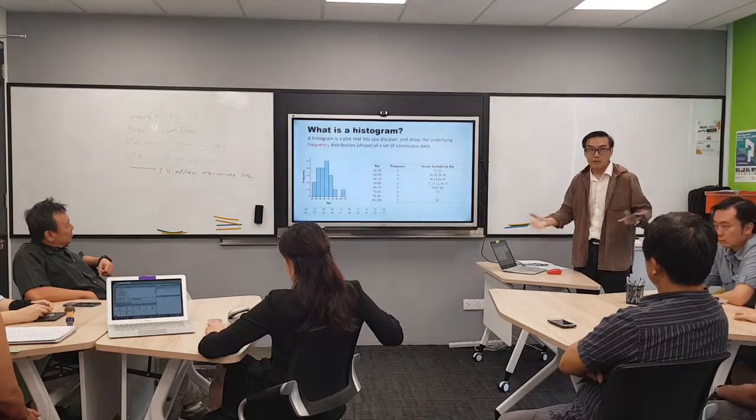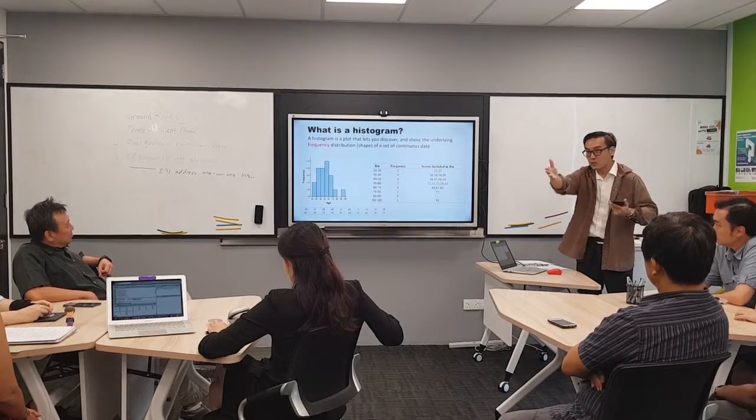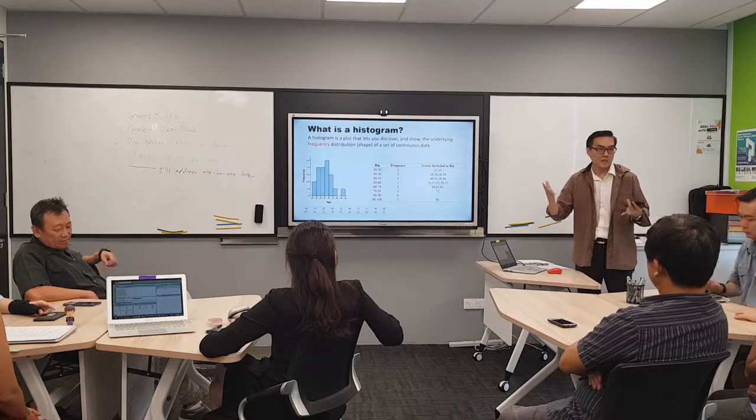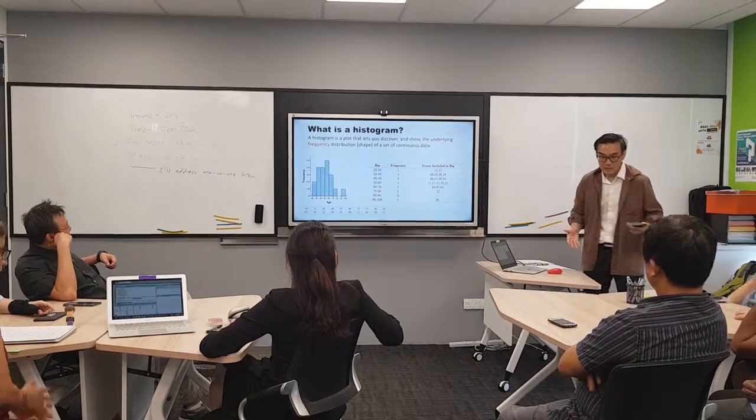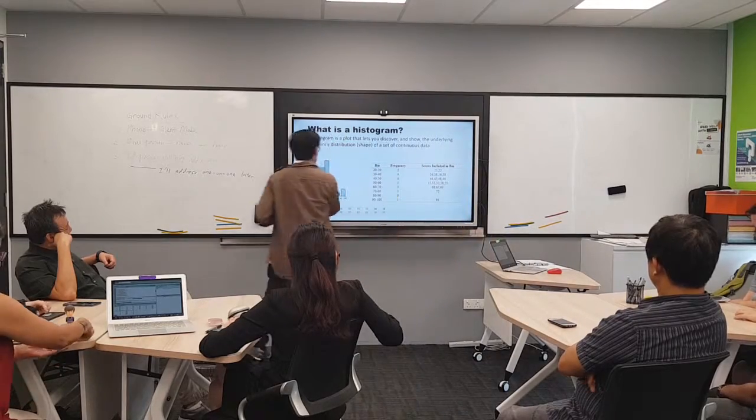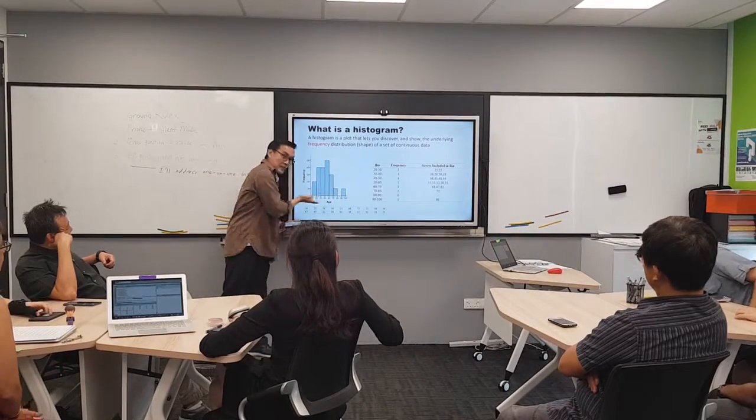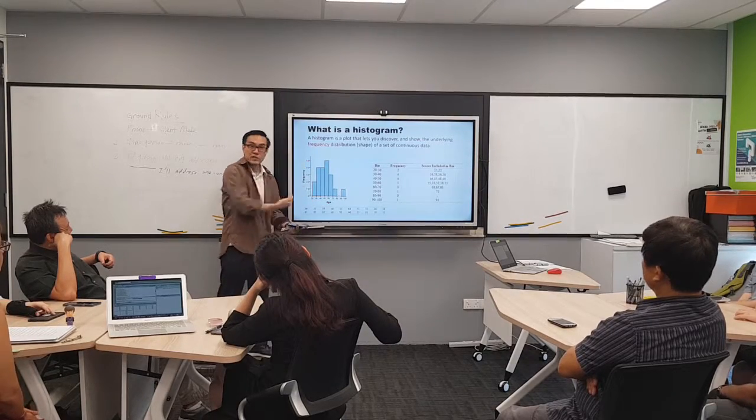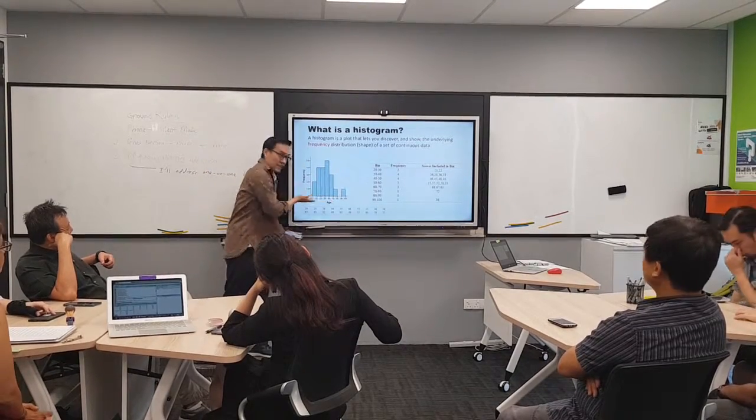Let's recap a bit about histogram basics, which is what Jocelyn highlighted earlier. Essentially, what is a histogram? A histogram is just a bar plot that looks like this, where the x-axis covers what you want to measure. The y-axis is the frequency of how many times this thing occurs.